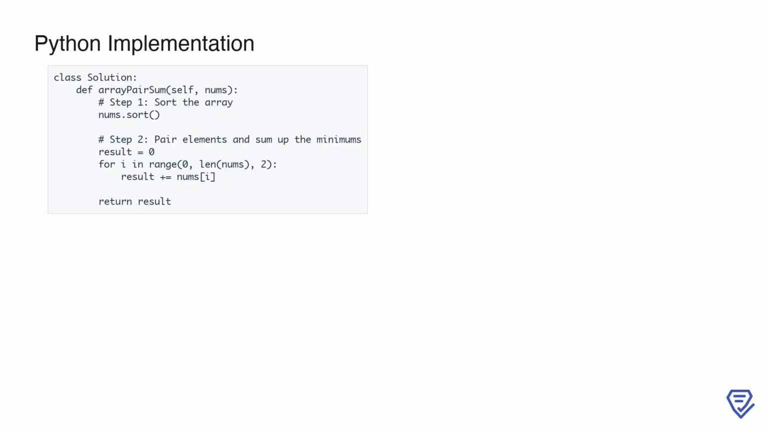Example. Input: 6, 2, 6, 5, 1, 2. After sorting: 1, 2, 2, 5, 6, 6. Select elements at indices 0, 2, and 4: 1, 2, 6. Sum: 1 plus 2 plus 6 equals 9. Output: 9. The algorithm runs in O(n log n) due to sorting, followed by an O(n) loop, making it efficient for larger inputs.